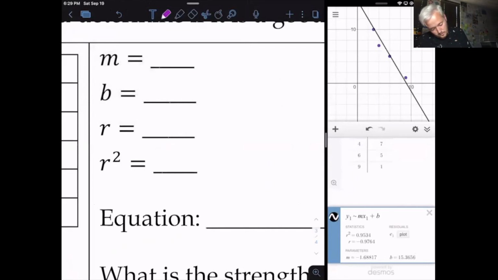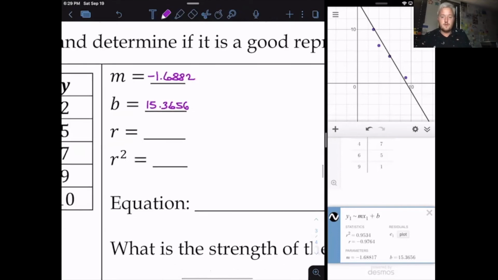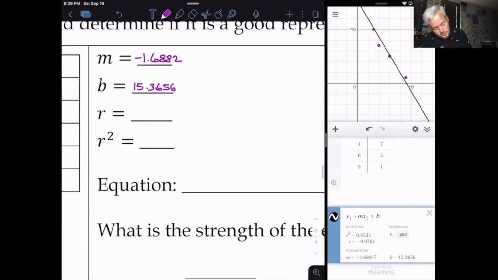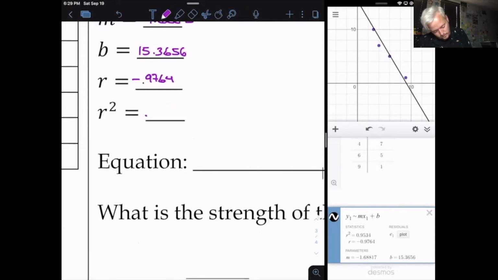our m value is -1.688. I'm gonna round up, so that'd be a 2. And our b value is 15.3656. All right, then we have our r value, which is -0.9764. And our r squared value of 0.9534.